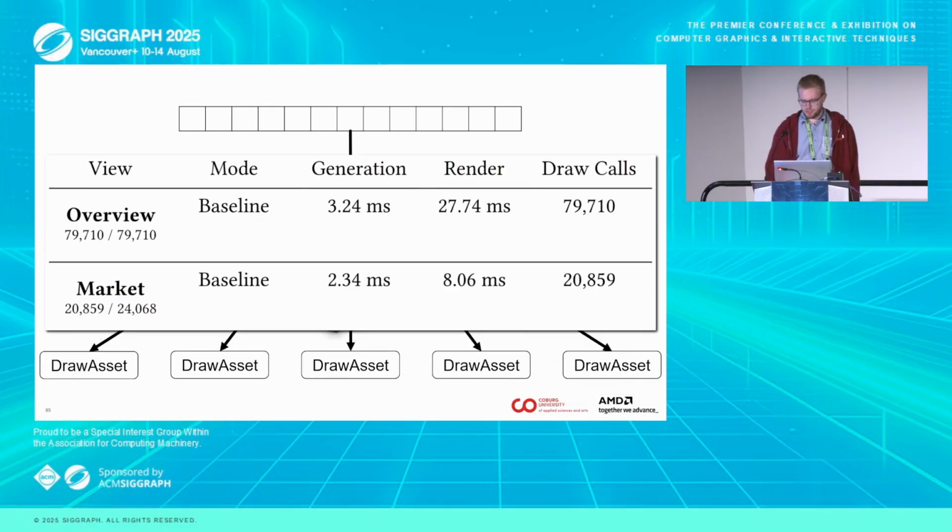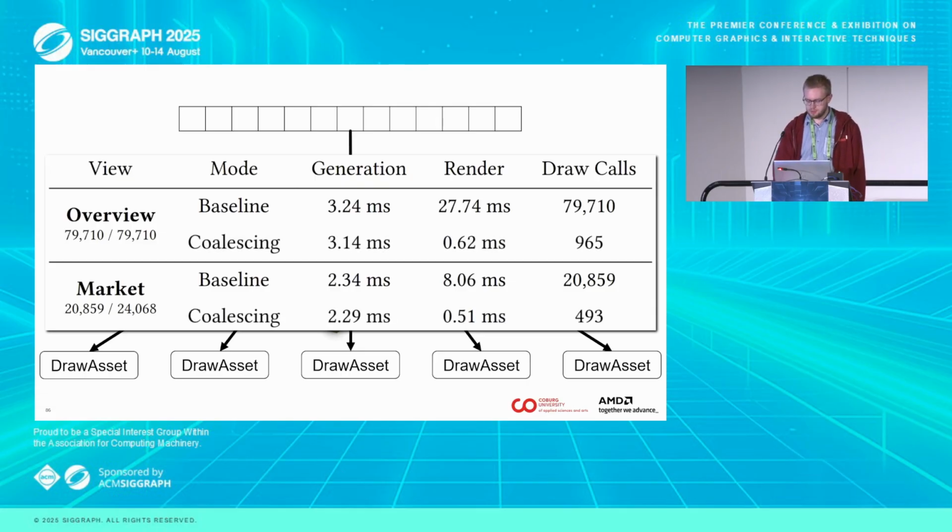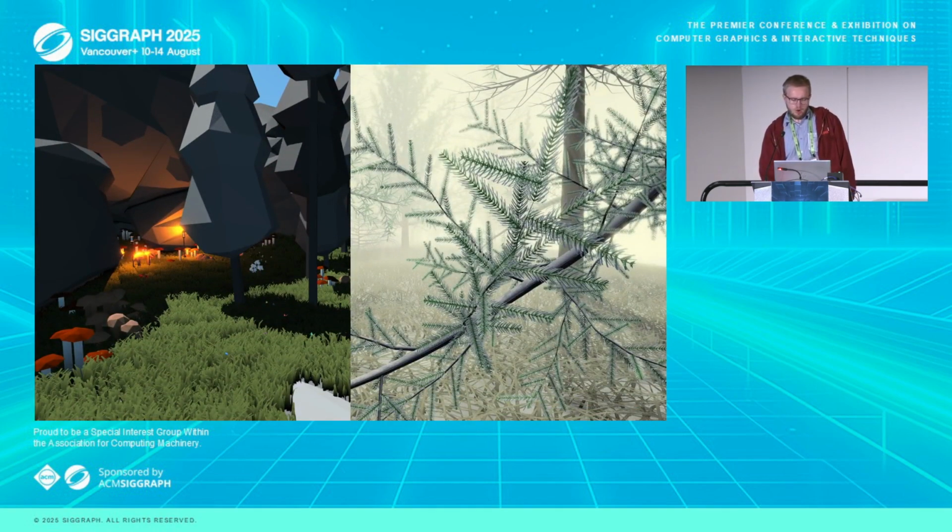And this worked surprisingly well, as you can see here. So from 80,000 draw calls, we went down to 1,000 approximately, and the render times reduced significantly. So this is a weird way of using the coalescing launch mode, but it works super well in this use case. And also the generation timings went down a little bit. All right, so this was the GDC demo from last year. Let's talk about this year, procedural foliage generation, so the grass and the trees.